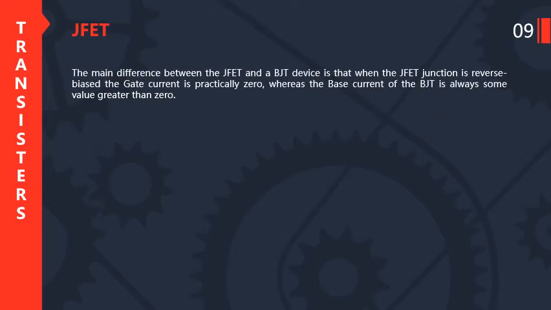The main difference between the junction field effect transistor and a bipolar junction transistor device is that when the JFET junction is reverse biased, the gate current is practically zero, whereas the base current of the BJT is always some value greater than 0.